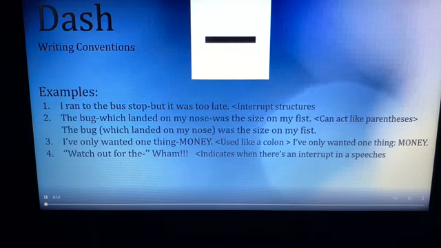The bug, dash, which landed on my nose, dash, was the size of my fist. It can act like a parenthesis. So the dash, you could technically replace it with parentheses.